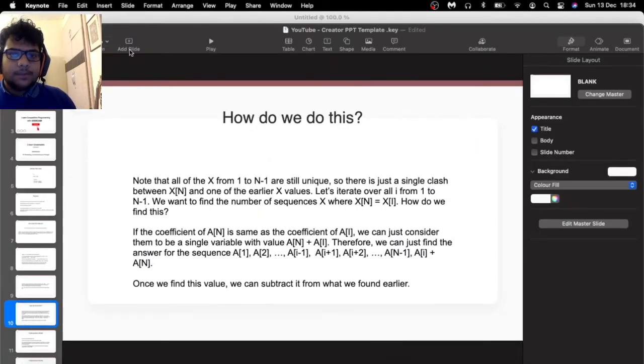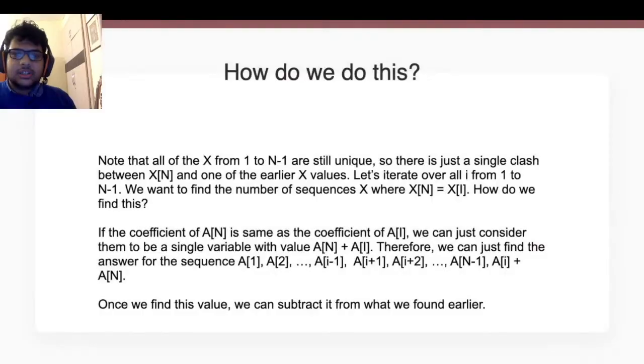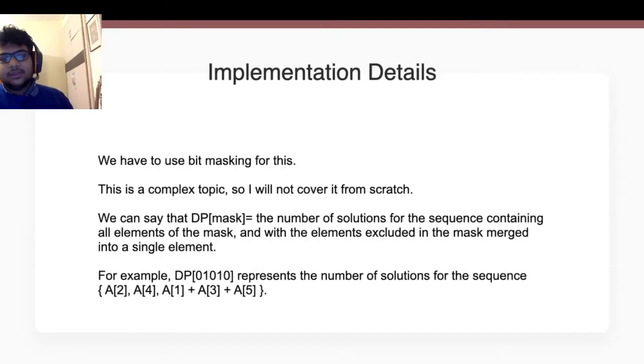So let's look at some implementation details. How do we actually implement this? First of all, we have to use bit masking to represent the sequence. This is a pretty complex topic, so I won't cover it from scratch. If you don't know bit masking, then check out GeeksforGeeks or some YouTube video. Maybe we'll put some links in the description as well. But it's a well-known topic, so you'll be able to find resources for it pretty easily.